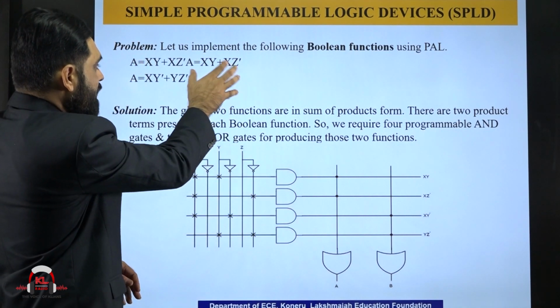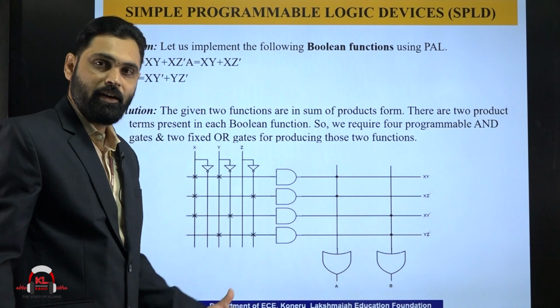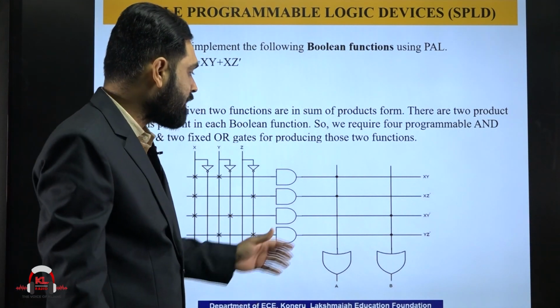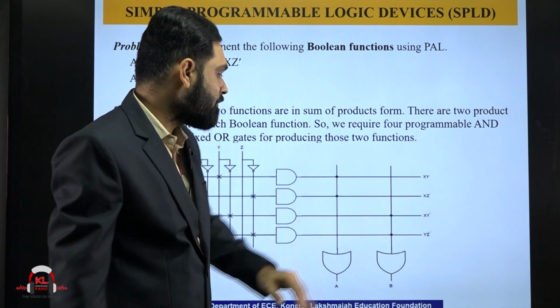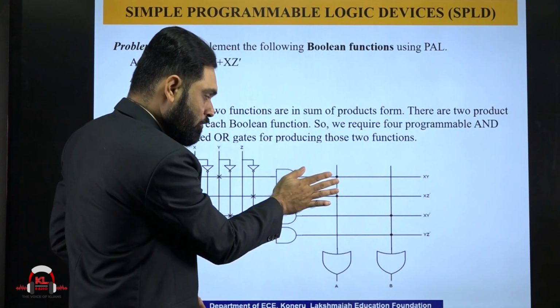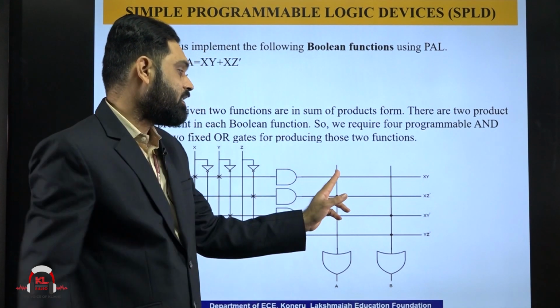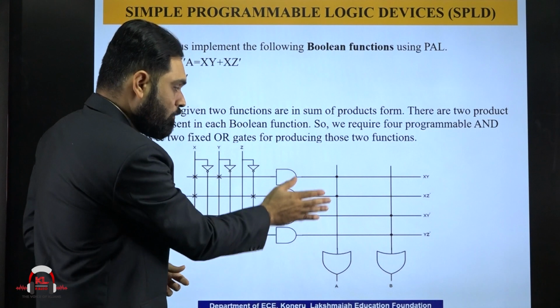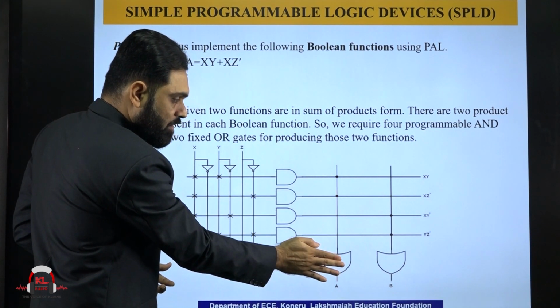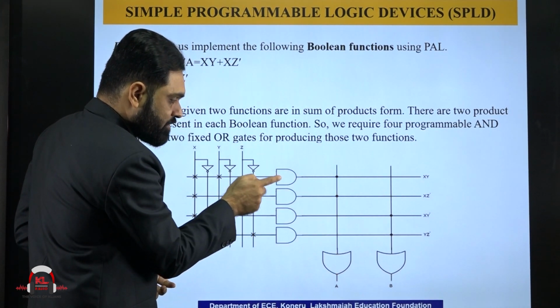Whatever expression is given, according to that expression, you have connected the input side. On the output side, these OR gates are already fixed. This OR gate should be connected only to the outputs of these two AND gates. This is already fixed. So whatever logic you want to implement with this OR gate, you have to take from the first two AND gates only.